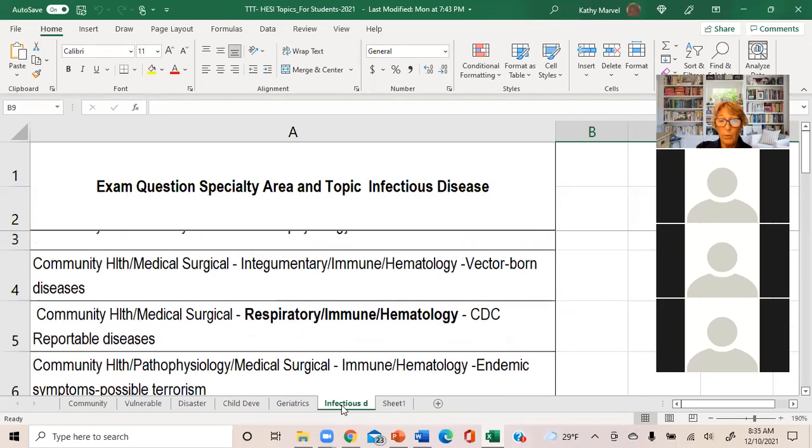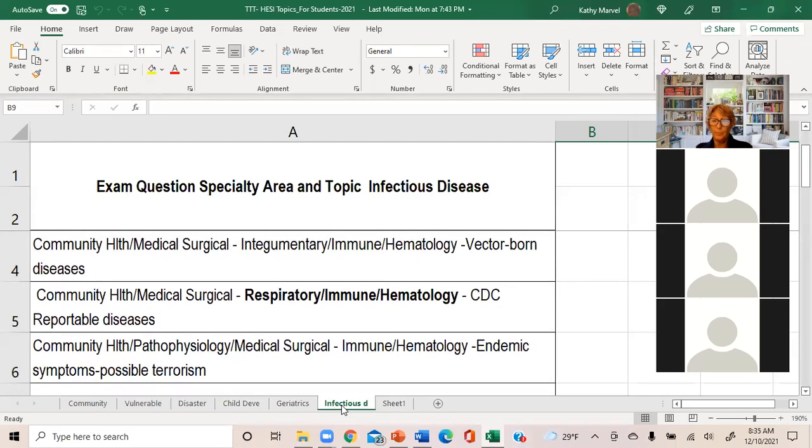Yes. Vector-borne diseases, what's that? From mosquitoes. Ticks. What are some vector-borne diseases, or maybe you have a tick bite, what are the signs and symptoms of Lyme disease? I'm just throwing different types of questions out there.